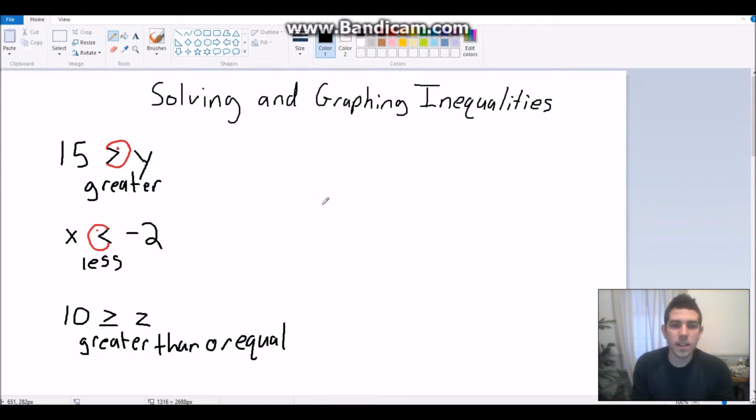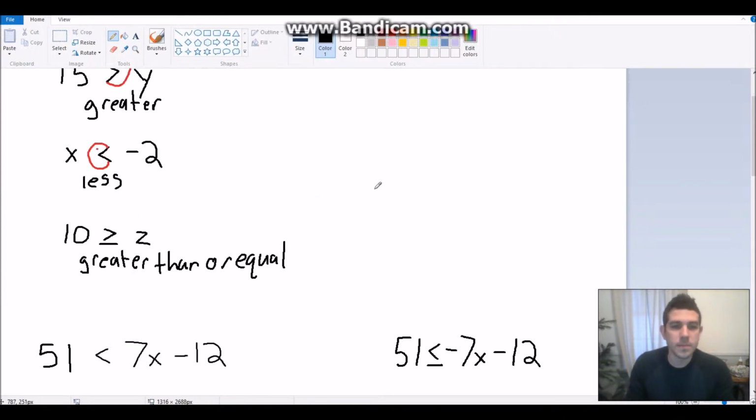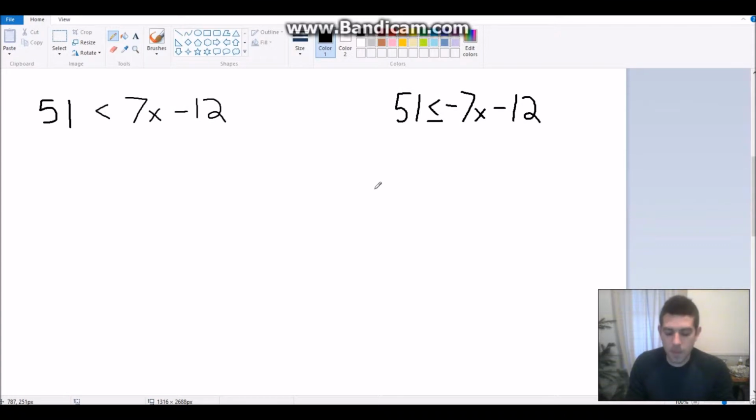Alright, so now that we know how to read it, let's go ahead and solve some. Now, the easy thing about this is it's solved exactly the same way as equations. If I have 51 is less than 7x minus 12, I use my inverse operation to find out what x is. Alright, so let's remember inverse operation. First, we do the inverse of the addition or subtraction. It's minus 12. The opposite of minus 12 is plus 12. So I'll add 12 to the other side of my problem.